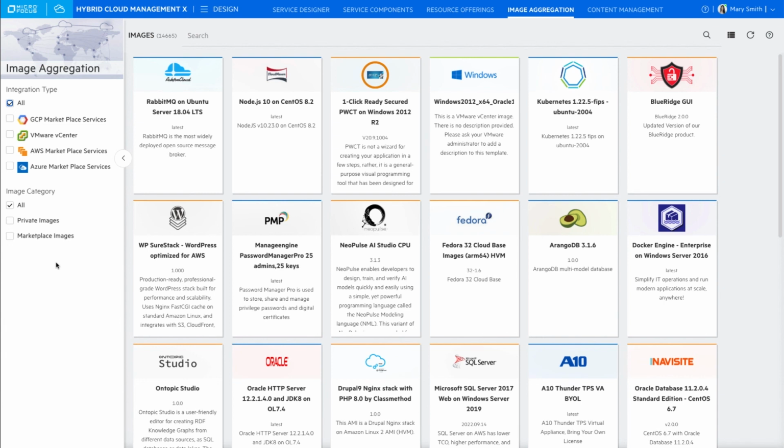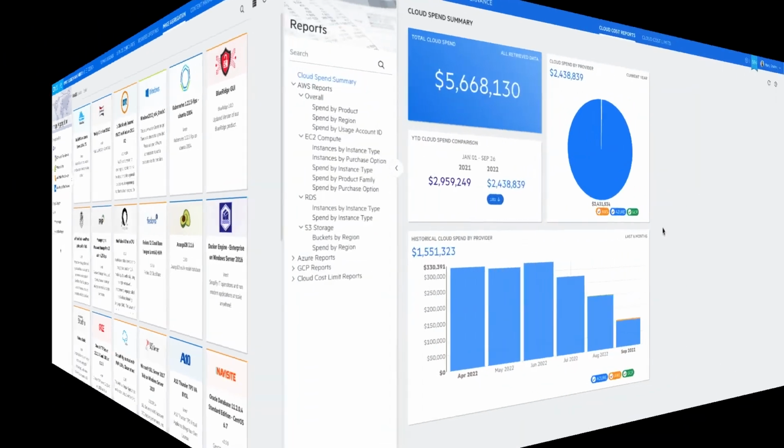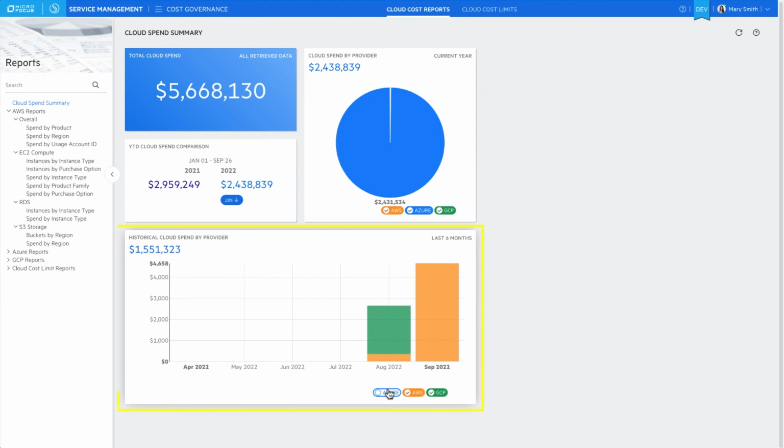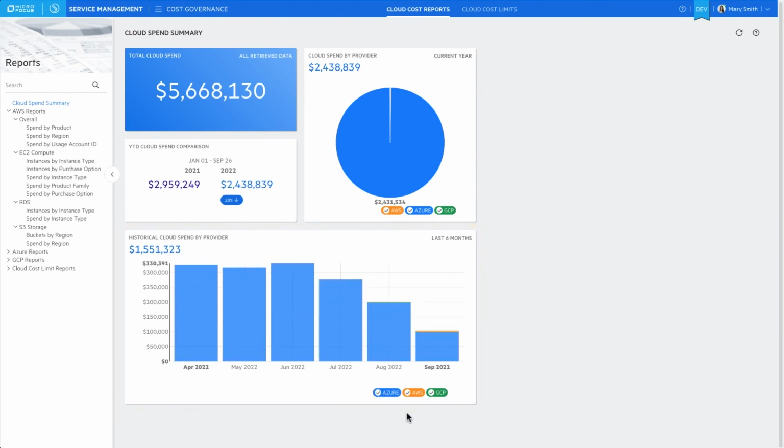To wrap up today's demo, I'm also going to show you one of the new features we're working on, which is our aggregated cloud cost dashboard. This dashboard shows you at a glance your total managed cloud spend across multiple clouds, how this total cloud spend is trending versus last year, and then a breakdown of this cloud spend by provider for the current year, as well as for your recent history. This way, you can easily track changes in usage across the public clouds that you're working with, and you can see if your FinOps practices push your spend in the right direction.